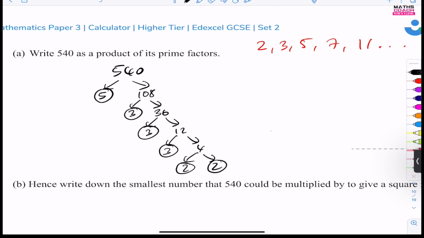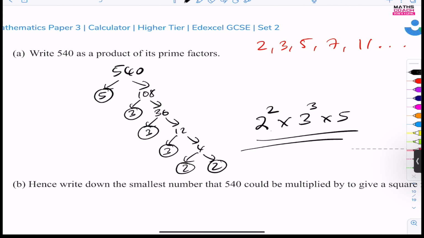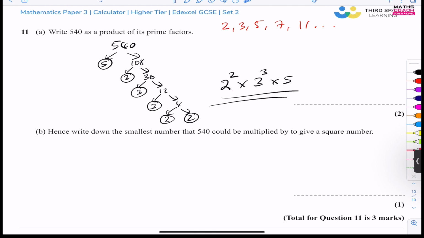So as a product of its prime factors, we're going to have 2, how many times? 1, 2, so 2 squared. We're going to have 3, 1, 2, 3, so 3 cubed, and times by 5. So that's my answer. For part B, it says, hence, write down the smallest number that 540 could be multiplied by to give a square number. Very unusual question. We don't normally get asked this question.